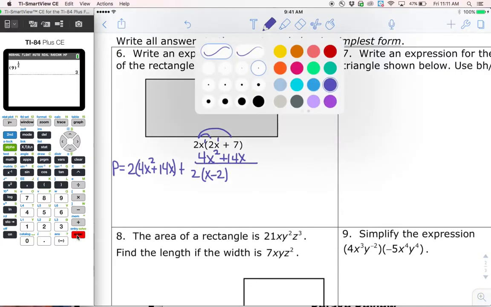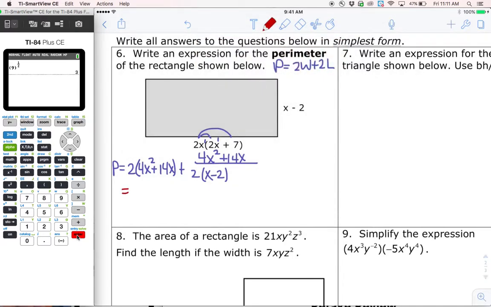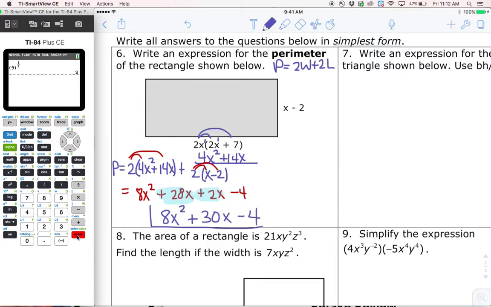Here we go. All right, we're going to go ahead and we're going to distribute. So we're going to get 8x squared plus 28x. And now we distribute this 2 over here, so plus 2x and minus 4. Now remember, we're not done until we combine like terms. So my like terms for these, I've got positive 28x and positive 2x. So 8x squared is in the front, now I've got a plus 30x, and then minus 4. There we go.